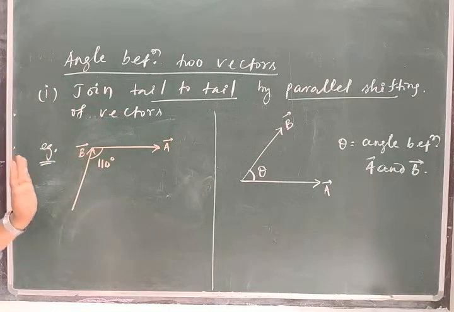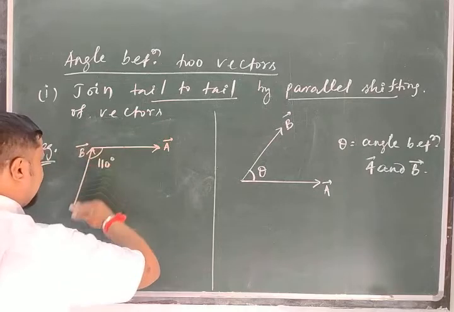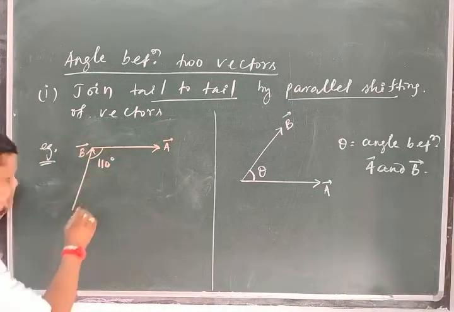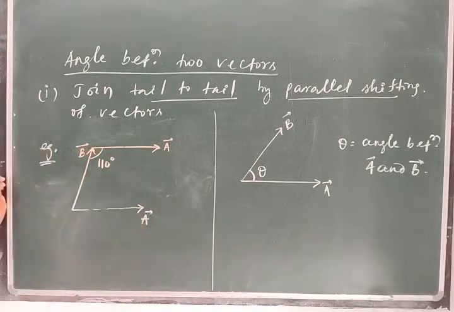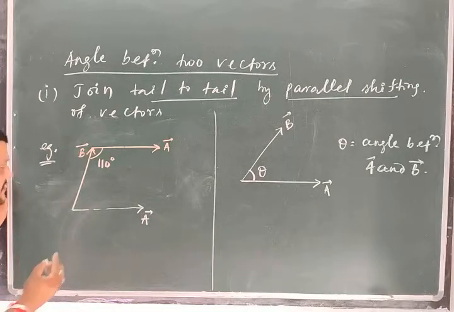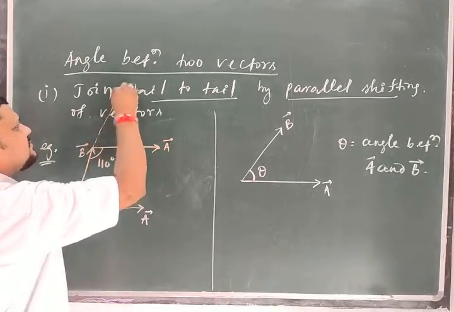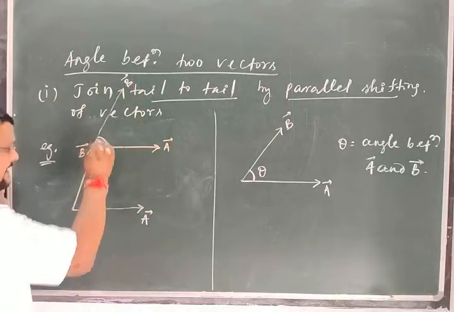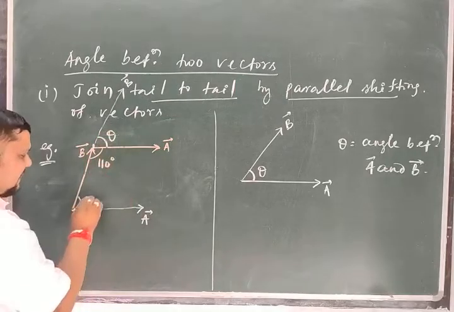No. So I can shift the vector parallel to either one. A can be shifted parallel like here, so you can draw this A by parallel shifting. This is A, case 1. Case 2, I can shift the vector B parallel to itself, meaning the vector B can be shown like this. This is B. So this is tail to tail joining here, or tail to tail joining here. So this is the angle between the vectors.